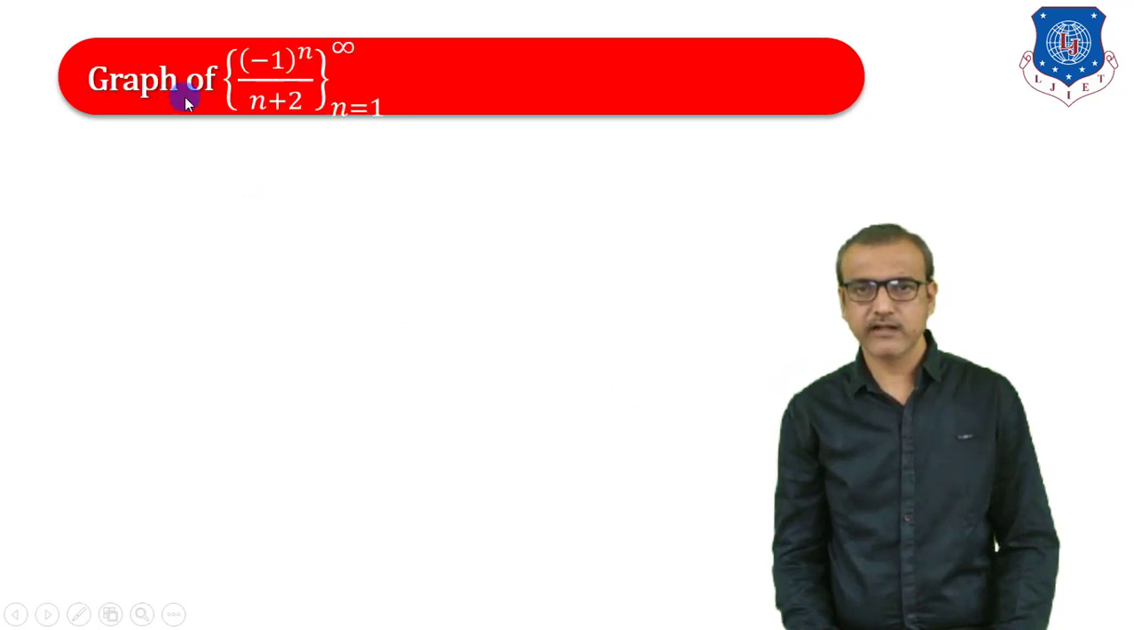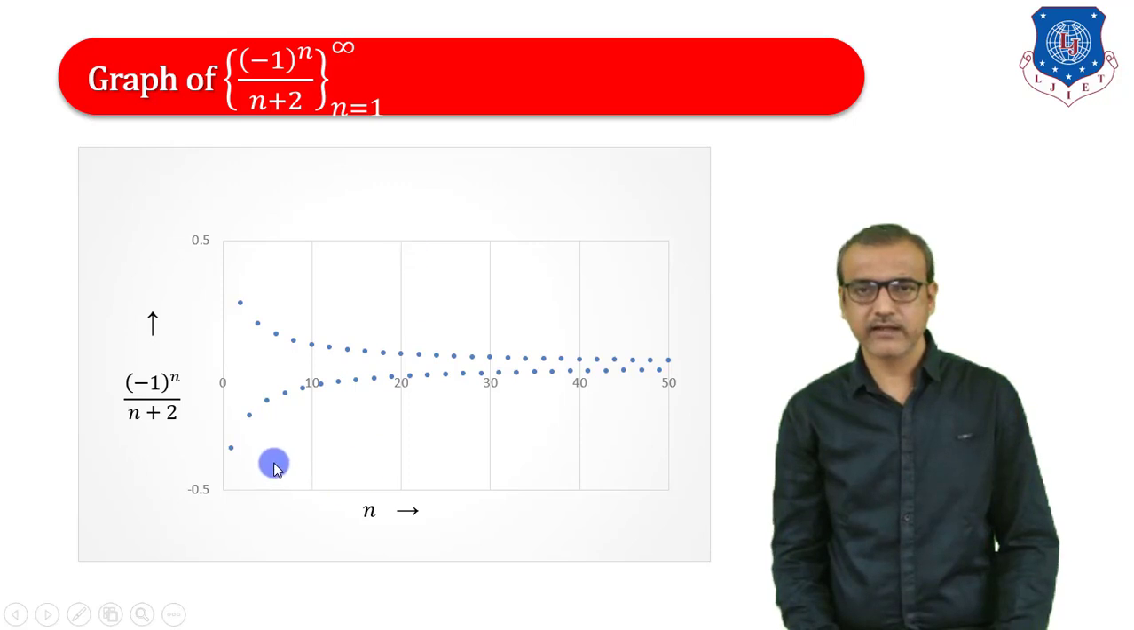Now similarly we will see the graph of (-1)^n over n plus 2, where n varies from 1 to infinity. Again, this is the graph of this sequence. For n equals 1 you get the first term, that is (-1)^1 over 1 plus 2, so that is minus 1 over 3. This is the first term for n equals 1, and for n equals 2 you get (-1)^2, that is 1, divided by 2 plus 2, that is 4, so 1 over 4, that is 0.25. This is the term for n equals 2.